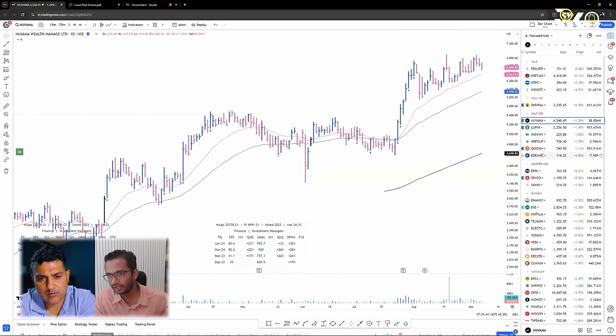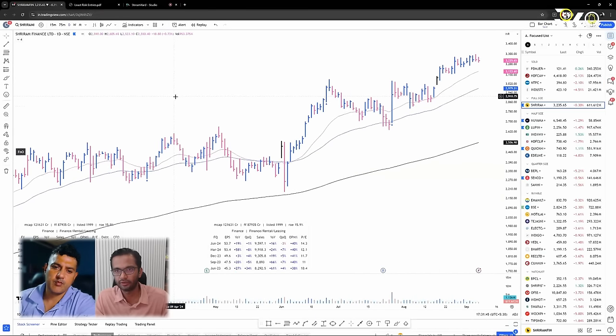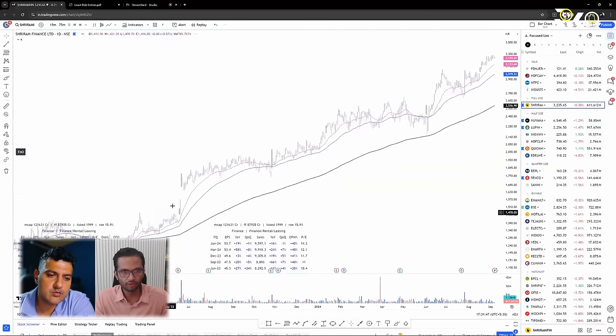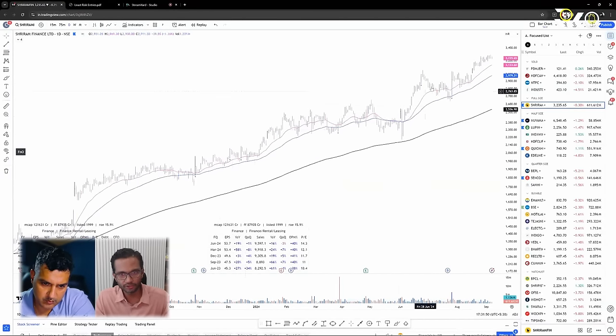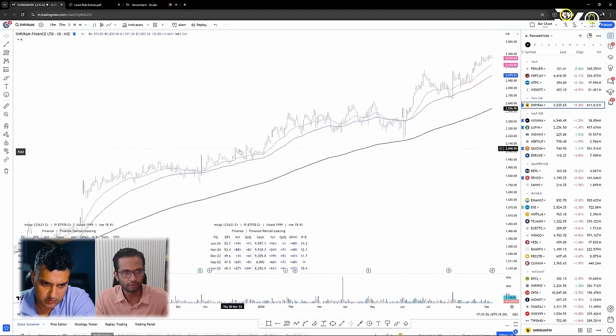So these are just my recent trades that I'm giving as an example. For example, Shriram Finance is one trade. Now here, if you look, the stock is in an uptrend. Now I'm not saying that this is the perfect entry. There were multiple entries before. For example, this was one entry here when it came out of a base.